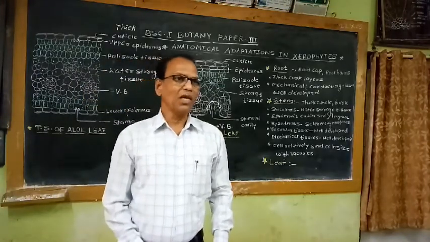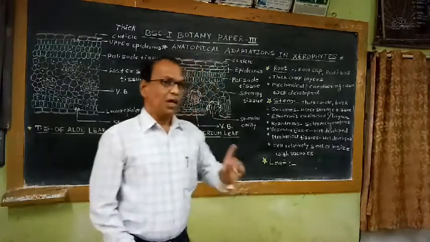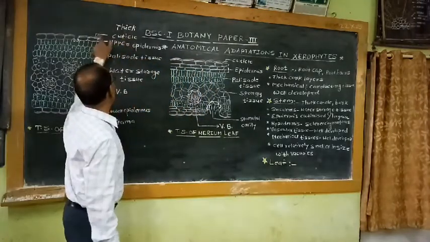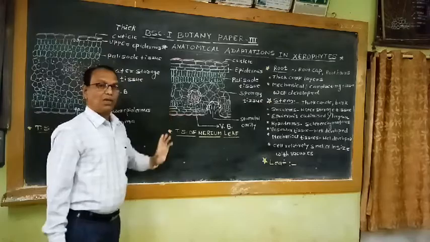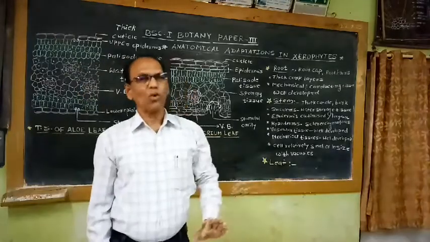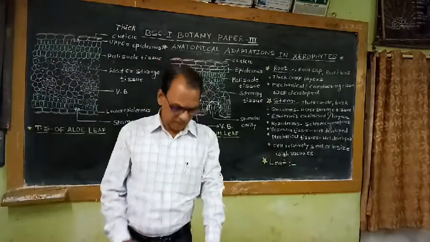That means for checking or reducing the rate of transpiration, the epidermis is covered with a thick cuticle, and in some plants an additional waxy coating is also there. So this is the anatomical adaptation.